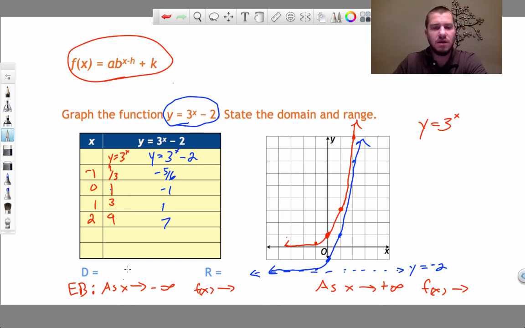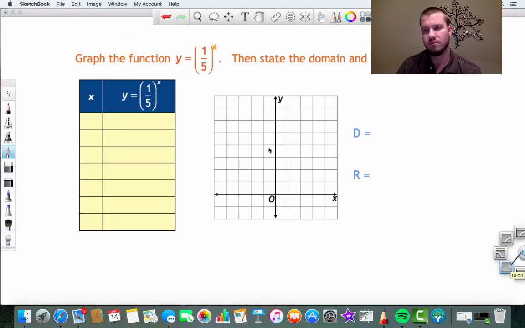My domain is going to be all real numbers, -infinity to +infinity. My range is now not from 0 to infinity, but from that asymptote which shifted to -2. So from -2 to infinity is my range. My end behavior: as x approaches -infinity, f of x is approaching that asymptote, which is at -2, and as x approaches +infinity, f of x is approaching +infinity.